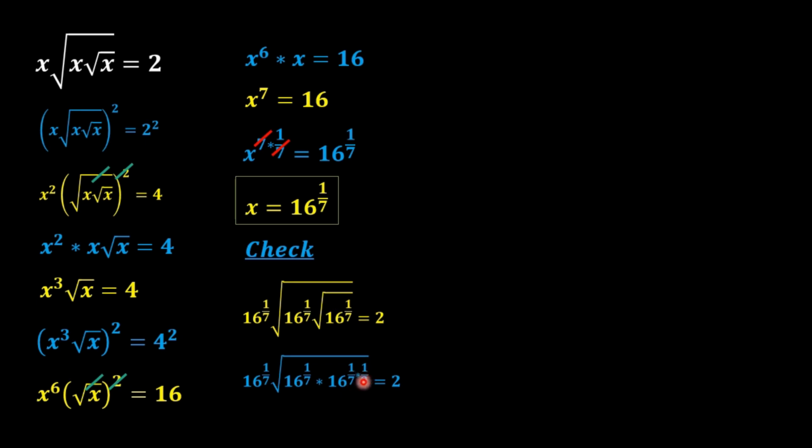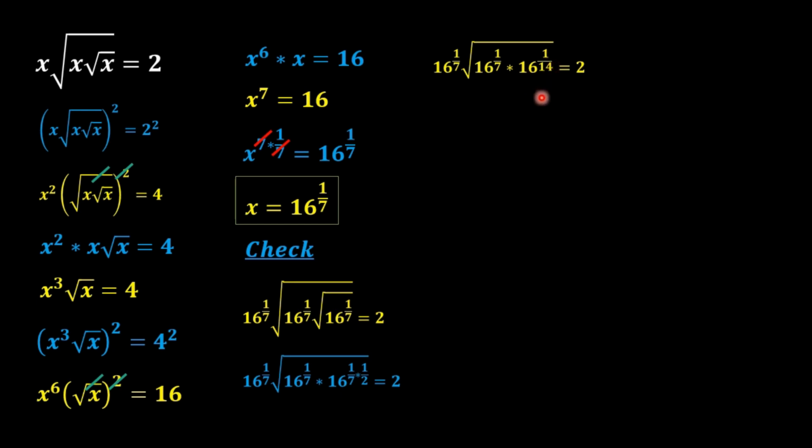Now when we multiply the value 1 over 7 with 1 over 2, we should get 16 to the power 1 over 7 under root. The 16 to the power 1 over 7 will remain the same, but this value can be written after multiplication as 16 to the power 1 over 14.